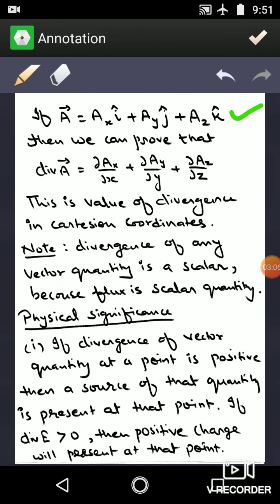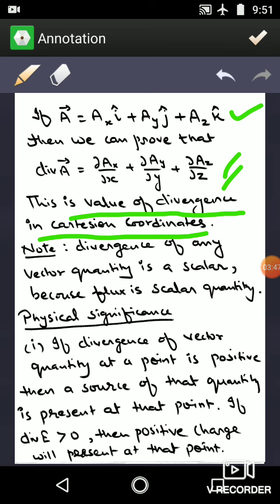If A is given in the form of components, that is a vector is written as Ax i cap plus Ay j cap plus Az k cap, then divergence of A may be calculated by some mathematical analysis which is not included in our syllabus. We only have to keep in mind the formula. The formula for divergence of A is del Ex upon del x plus del Ey upon del y plus del Ez upon del z. This is the value of divergence in Cartesian coordinate system.